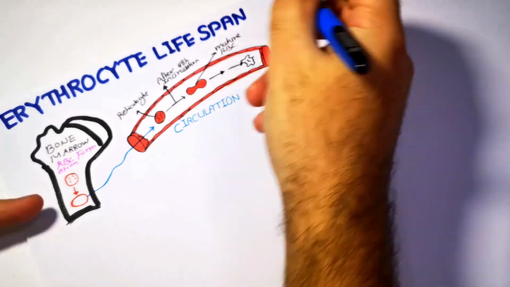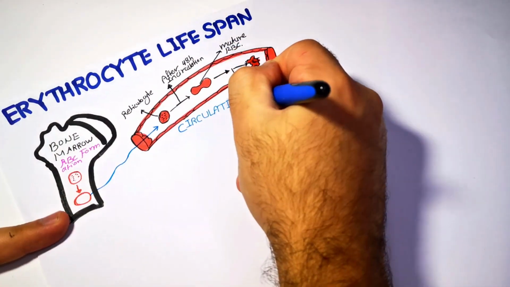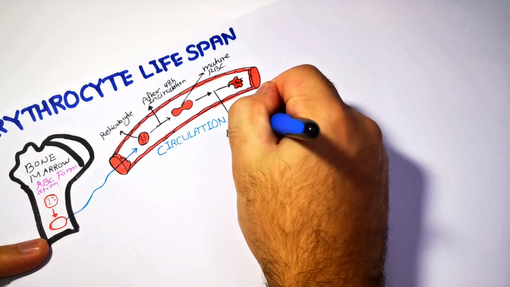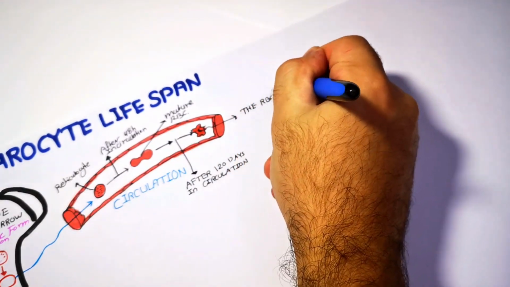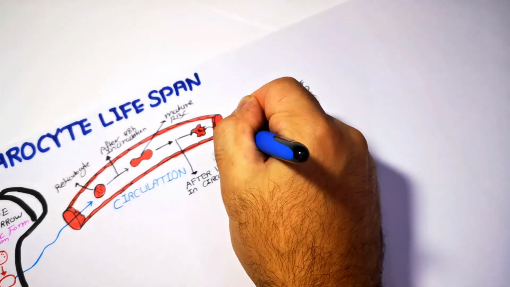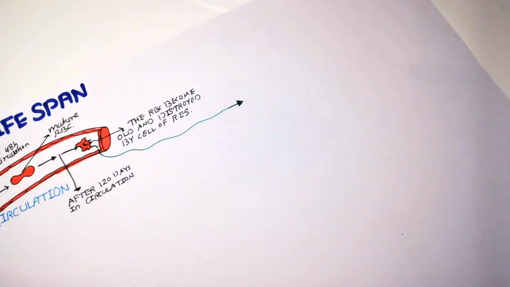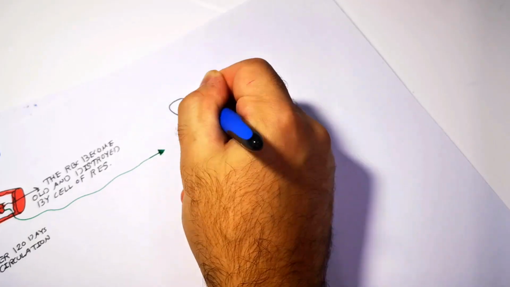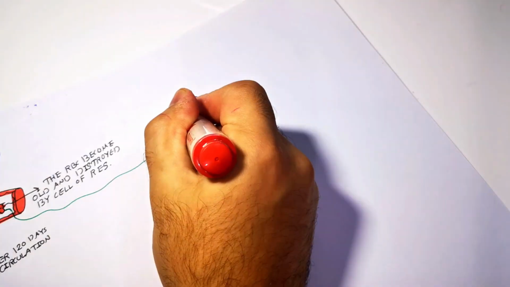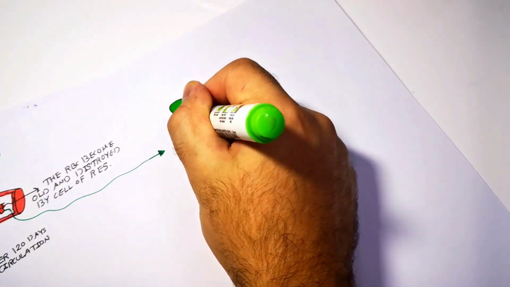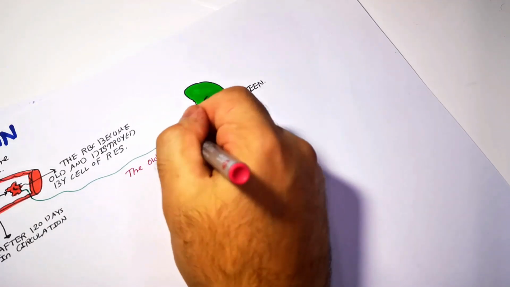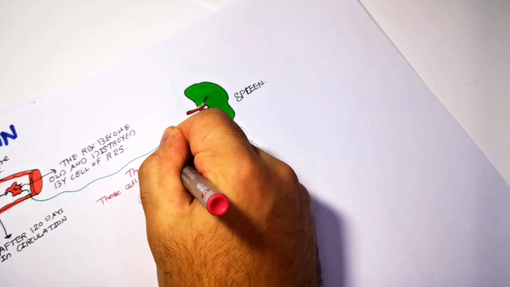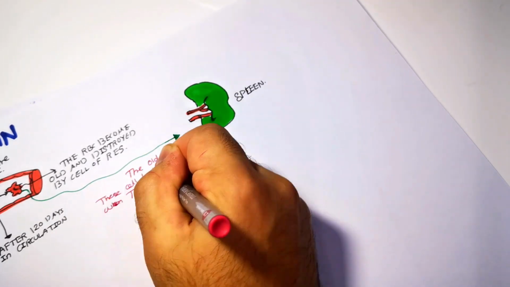And after about 120 days in circulation, these RBC will become old, and these old RBC will be destroyed by cells of the reticuloendothelial system. The old RBC lack a nucleus, so they cannot form new protein. So their proteins will get denatured, and they cannot synthesize new protein.